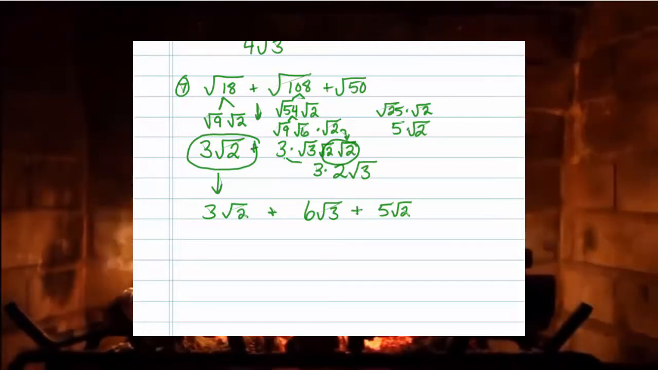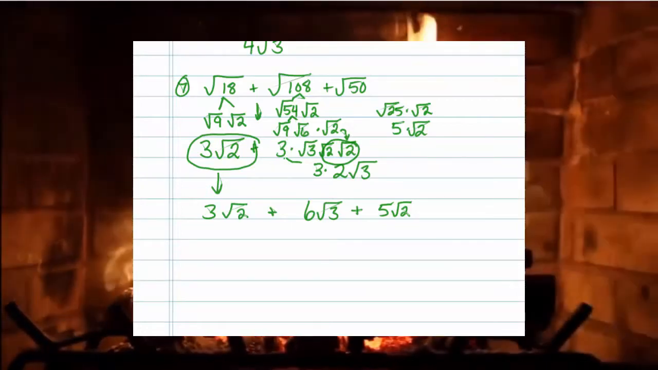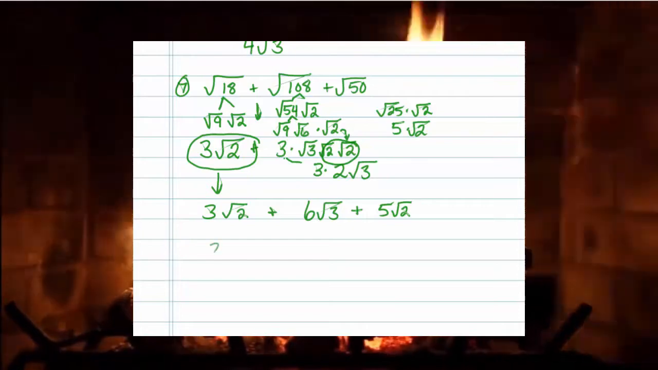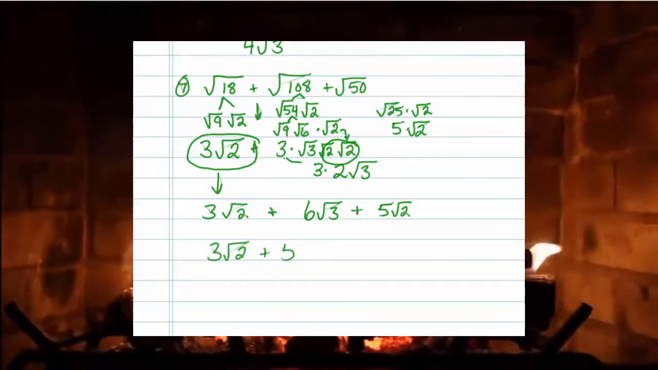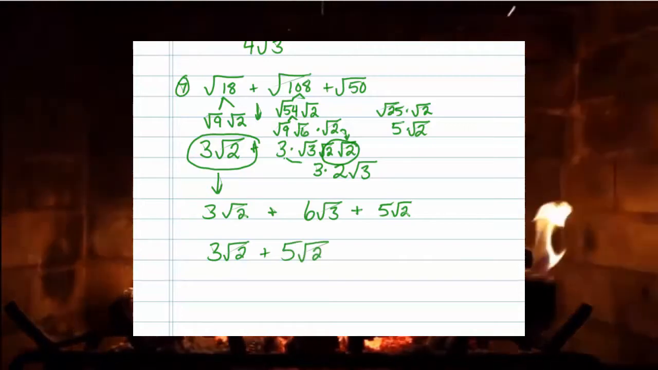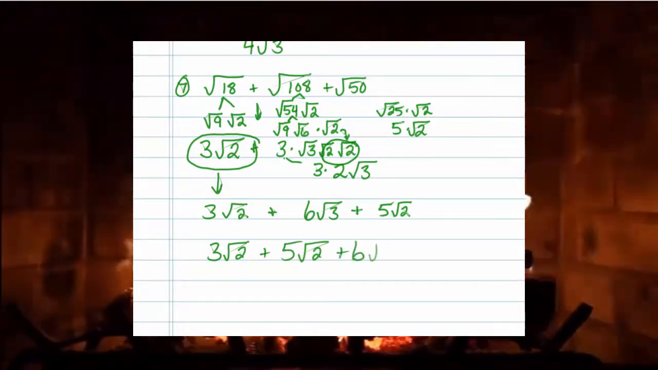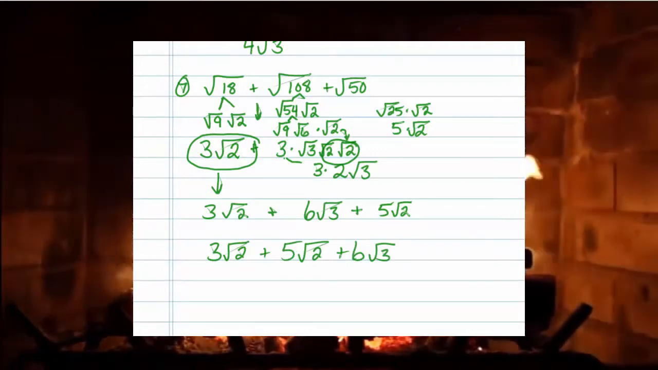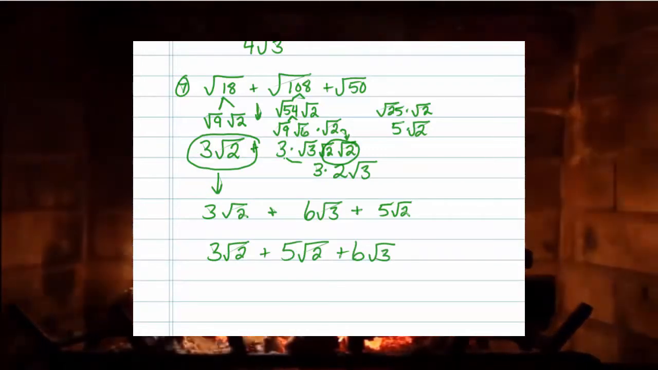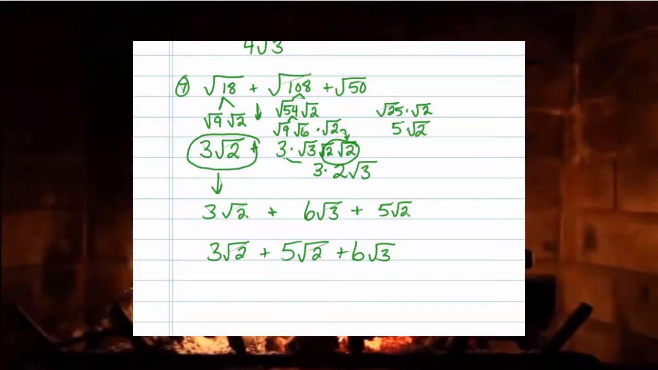Now at this point we can remember that the commutative property of addition tells us that we can rearrange a problem that's dealing with addition in any order that we want, and we will get the same answer. So 3 square root of 2 plus 5 square root of 2 plus 6 square root of 3.